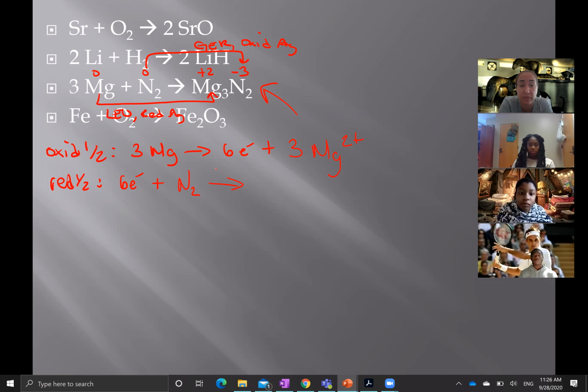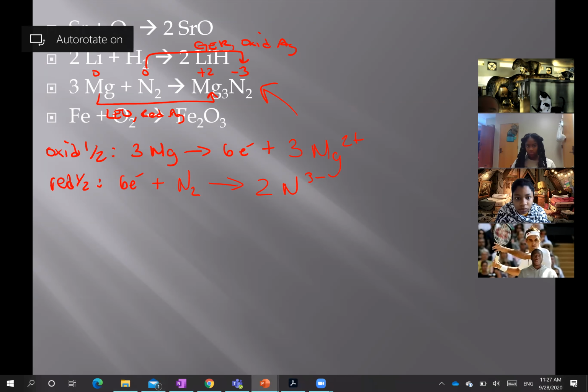Oh, can you repeat that? I just said, let's try to finish it off. Okay, so on the right side, would it be 2N 3 minus? Yes, 2N 3 minus, because on this side, it's an ion, and you have 2 of them. So you have to put the coefficient in front and say that you have 2 nitrogen 3 minus ions. Okay, so let's do the last one.